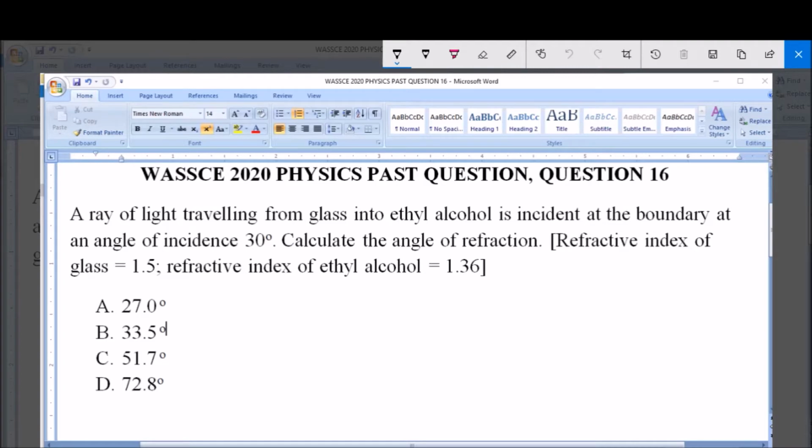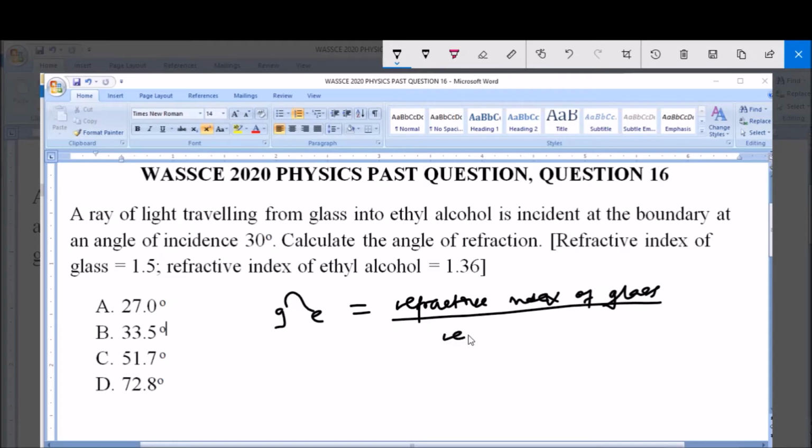Now we'll have to find the refractive index of the light moving from glass to alcohol, and this is giving us the refractive index from glass to ethyl alcohol, and this is equal to the refractive index of glass all over the refractive index of ethyl alcohol, and this is equal to 1.5 all over 1.36, and we'll have 1.103. Now this is the refractive index of the light rays moving from glass to ethyl alcohol.